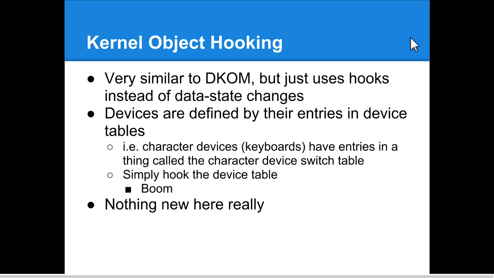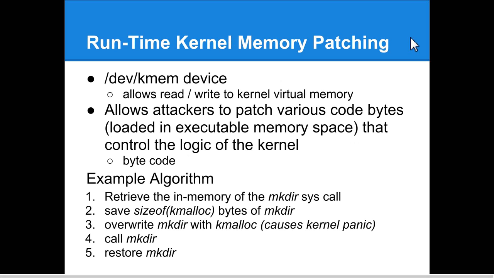So here, kernel object hooking is very similar to direct kernel object manipulation, but instead you use hooks instead of just data state changes. Devices are defined by their entries in the device table, and you can simply hook the address for the device in the device table. Things like character devices, such as keyboards, have entries in the character device switch table. You simply put a hook there, and then you have a keylogger. So this is nothing really new. It's just a combination.